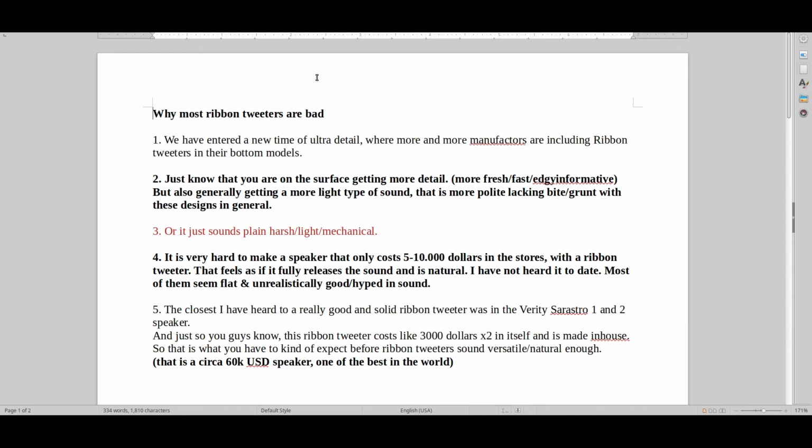Well, let's talk about why most ribbon tweeters are bad. So we've kind of entered a time of ultra detail where companies are just simply putting ribbon tweeters in a lot of their bottom models. And I think that this is a really bad idea because you might, as a company, sell more speakers because of that. And because a lot of people think that, ooh, I'm getting more detail.